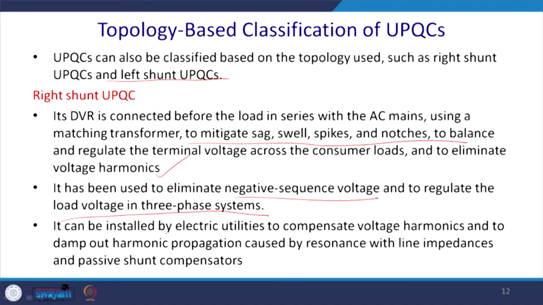It can be installed by electric utilities to compensate voltage harmonics and to damp out the harmonic propagation caused by resonance of the line impedance with the passive compensator. Generally, when you have an adjustable speed drive, the 5th and 7th harmonics sometimes become very prominent. And generally you have the leakage inductance of the big transformer, whose value is quite high, not negligible, and in the assignment you are required to solve this kind of problem.